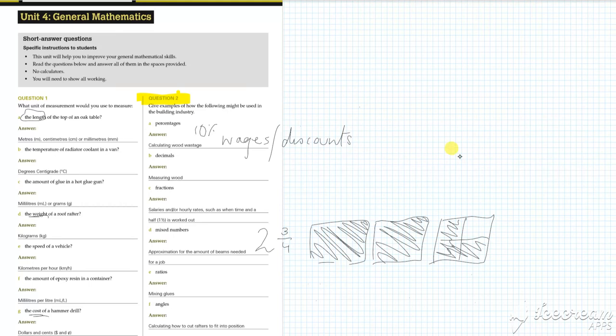Ratios is when we compare between things. So maybe you're mixing a glue and you have to combine 2 different types of glue, and maybe you need 3 parts of the first one and only 1 part of the last one. And so that means that if you put in an amount of this one, you have to put in 3 times more than this one. And we will learn about all these topics. I don't expect that you know them all off the top of your head right now.